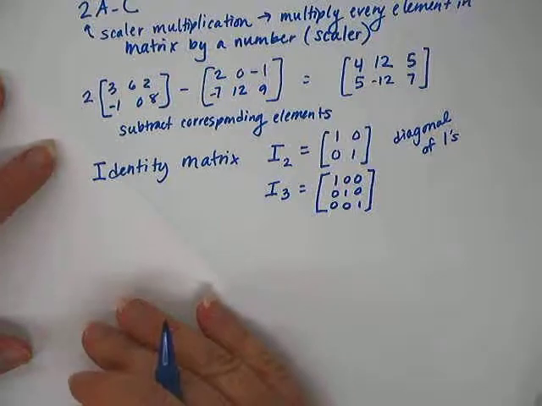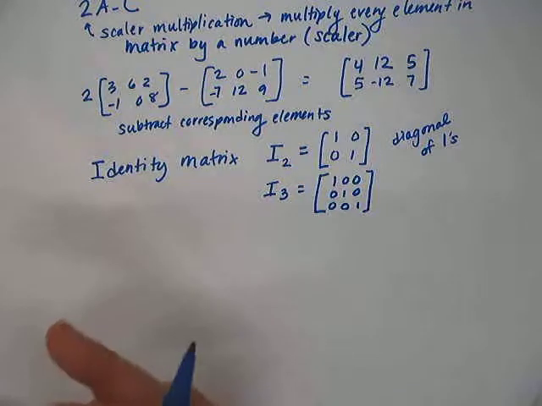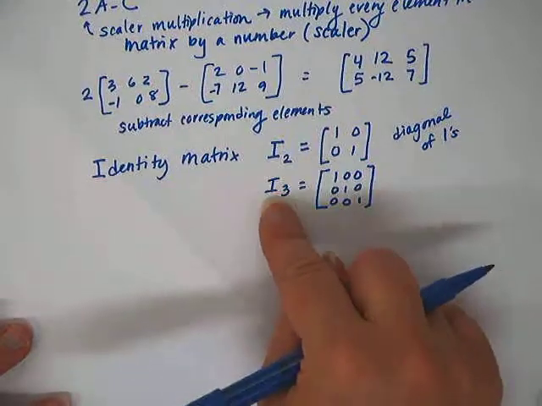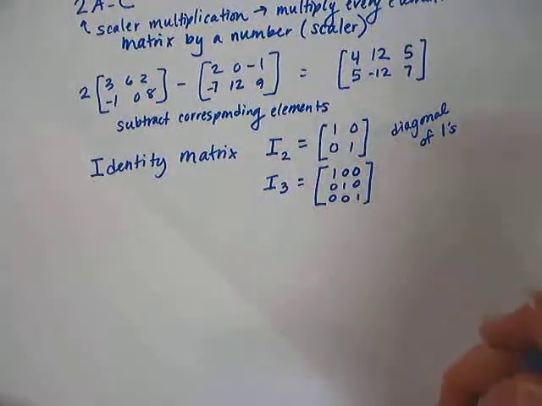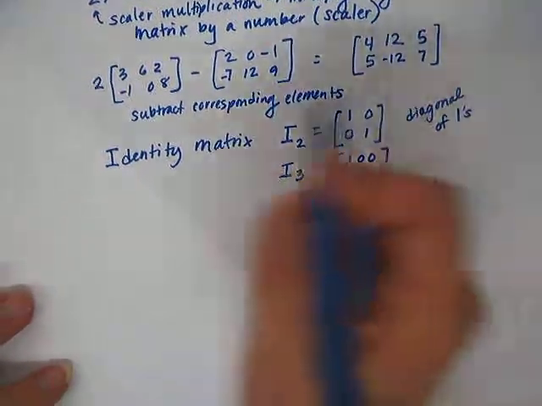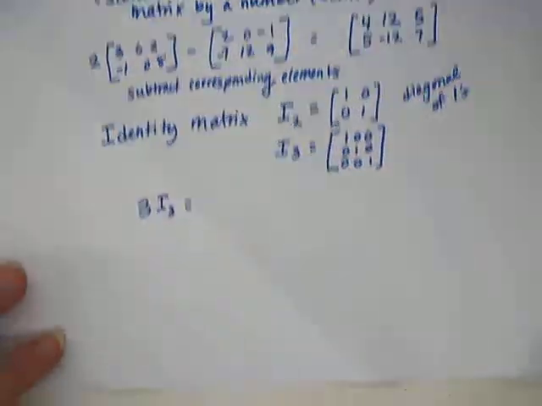And the reason it's called an identity is that in a bit when we learn how to multiply matrices, if you multiply by an identity matrix, nothing changes. It's kind of like the number 1 is a multiplicative identity. If you multiply by 1, nothing changes. So that's also the case here. If you multiply by an identity matrix, it doesn't change anything. But we haven't learned multiplication yet, so that doesn't apply until we learn that.